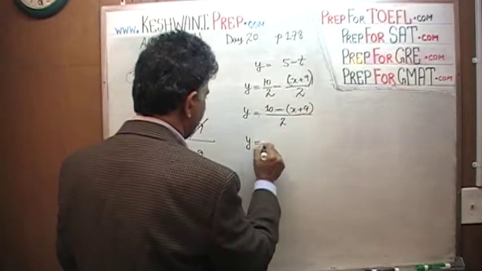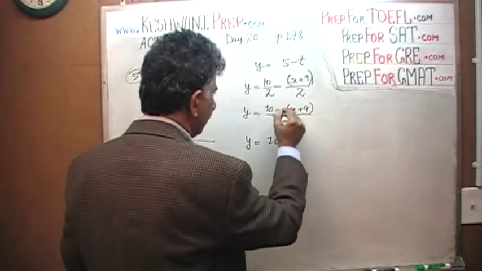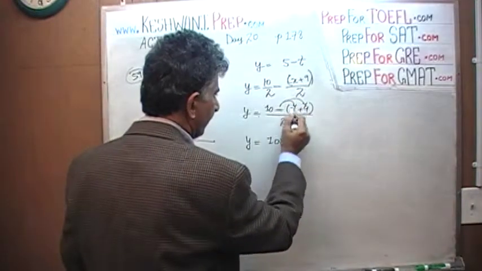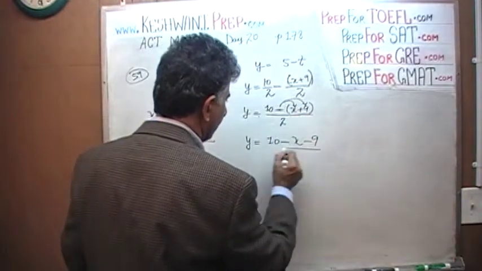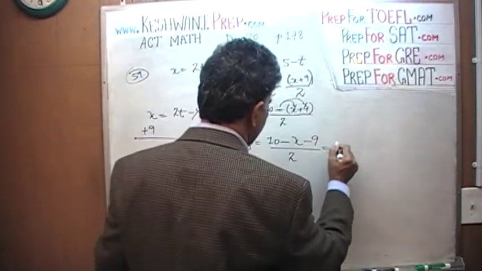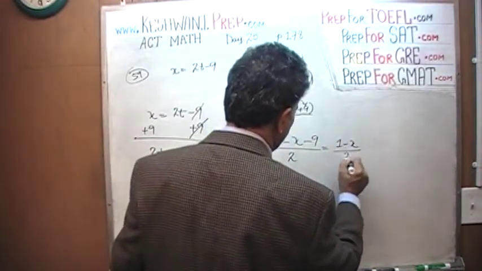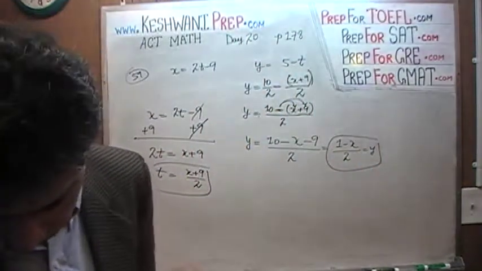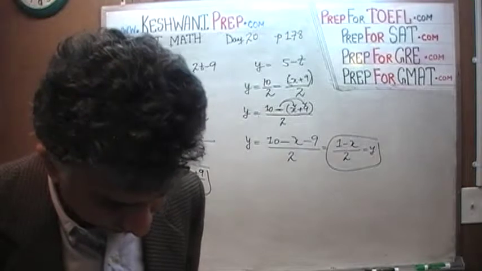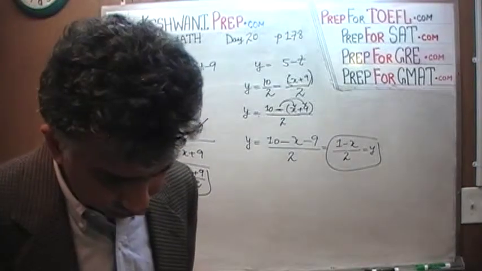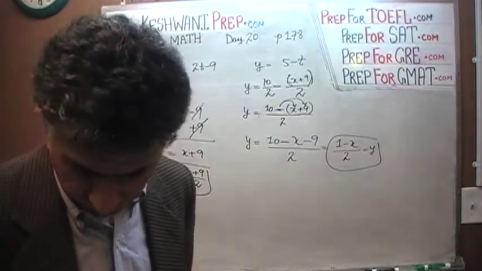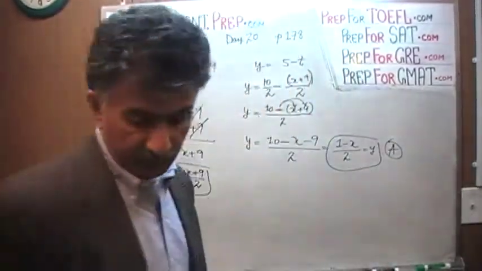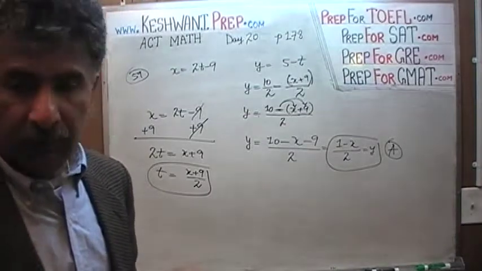So y is equal to 10 minus x, and minus times positive is going to be negative 9, over 2, which boils down to (1 minus x) over 2. I do not know if they left it like this or if they made it a little bit fancy. This is it. (1 minus x) over 2. That's the very first answer. The answer is A. That's the very first answer choice that they give us.